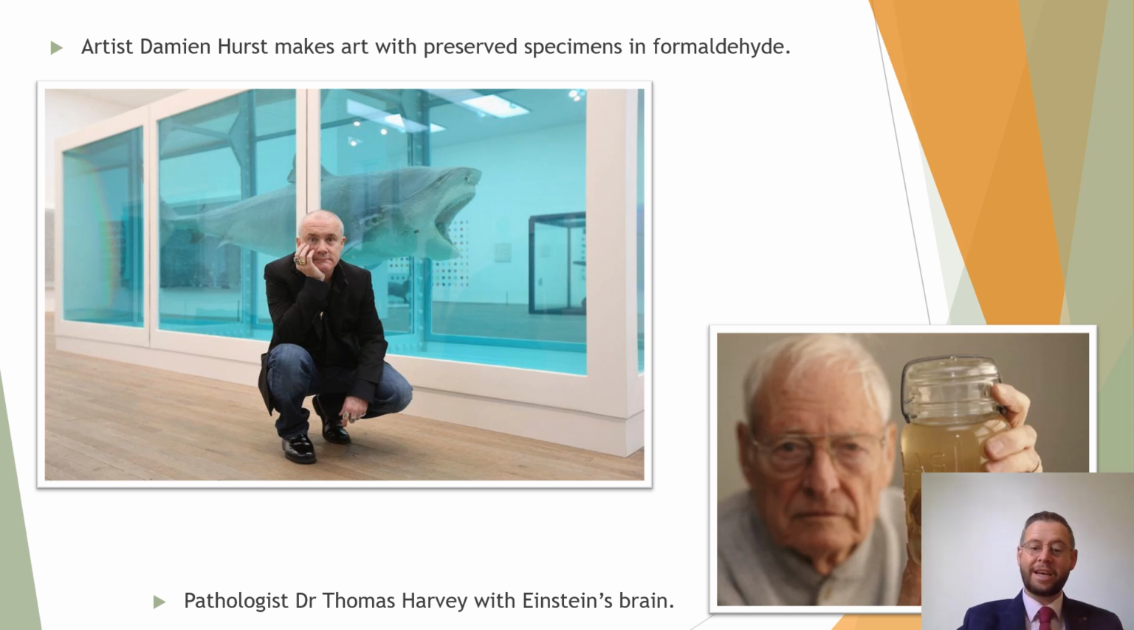Now, another example, you can store parts of human bodies. Here, pathologist Dr. Thomas Harvey with a bottle, and within that is Einstein's brain, which was removed without permission, but then kept in a jar so that people could study it, finding that Einstein's brain was largely the same as anybody else's brain. It was how he used it that was different.